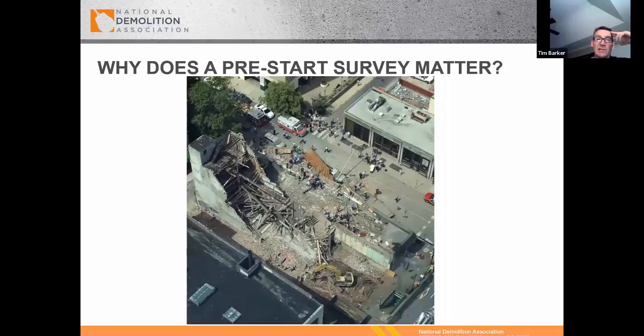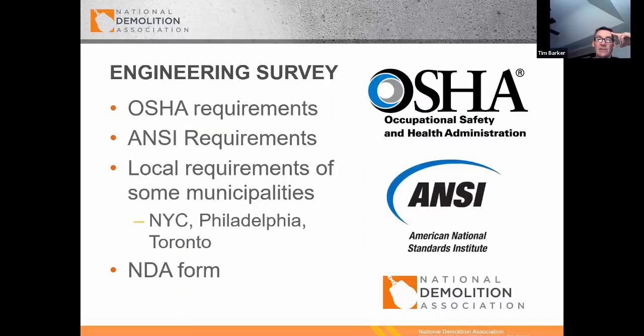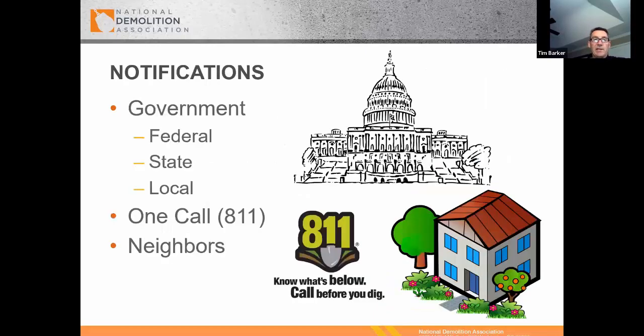So we're in a risky business. And OSHA will require a pre-engineered survey by a competent person, understanding what those risks are and identifying them so that the team is familiar with some of the greatest physical risks on the project. We have an OSHA pre-engineered survey that the NDA has that you can use, and there are other standards that require various forms, ANSI and other notifications required by federal, state, and local.